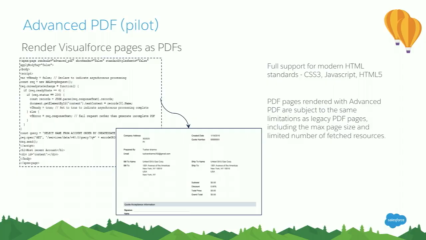So with that, let's talk about another great feature that we're delivering in Summer '17: Render As. So we're doing advanced PDF. A lot of you are familiar with our current functionality. This is basically modernizing the support.